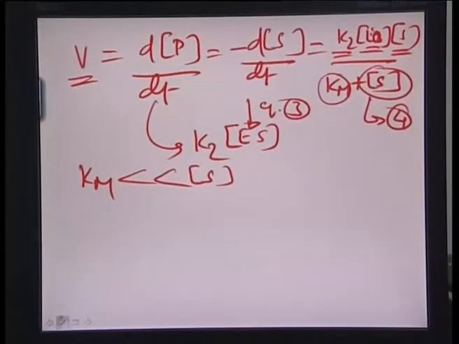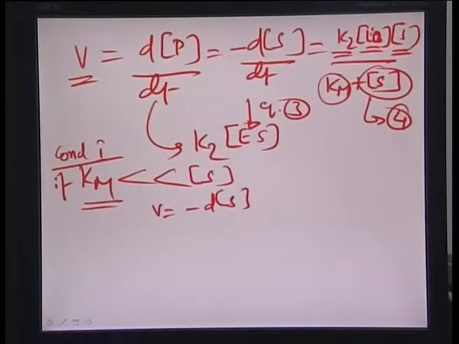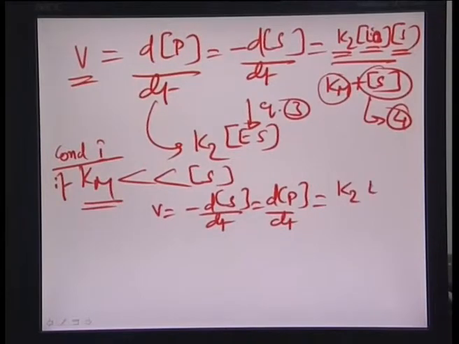So you have the first condition here, called condition 1, where we assume the Michaelis constant Km to be very less than S. So equation 4 really changes into V equals minus dS/dt equals dP/dt equals K2 E0, because essentially Km plus S can be approximated as S itself, okay.